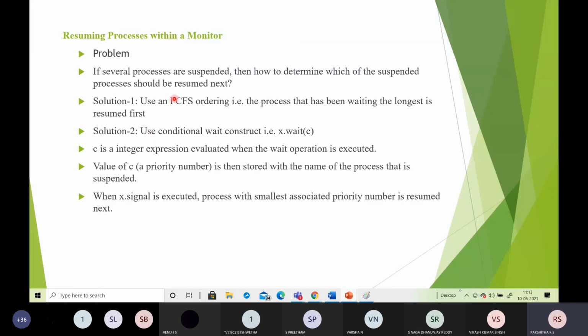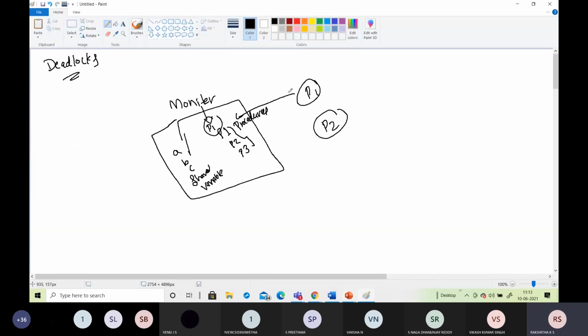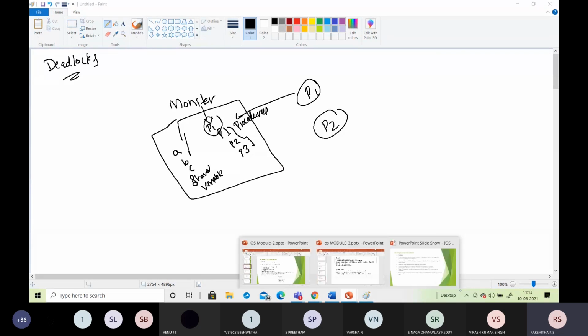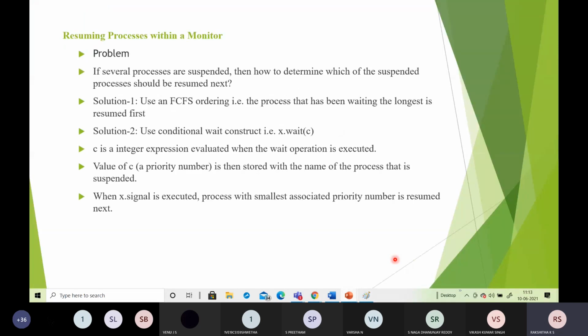The next solution: either you can use this first come first serve concept or use the conditional wait construct, that is x.wait(c). Here, what is C? It is an integer expression evaluated when the wait operation is executed. We know that to enter into the critical section it has to execute the wait operation. During that execution of the wait operation, we evaluate the integer expression value.